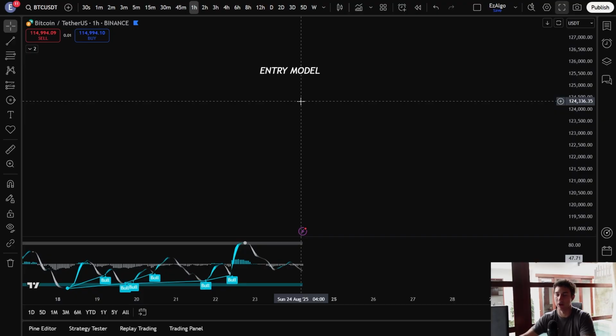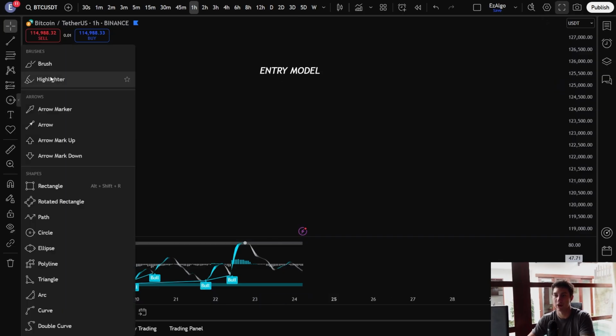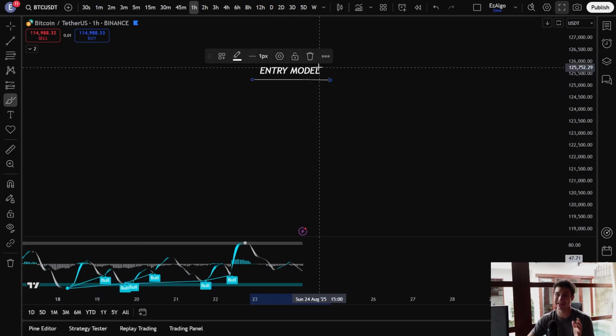which brings us to stage number 2, which is the entry model. Once you've identified your point of interest or your area of interest or your key level, whatever you want to call it, it's time to enter the trade, right? This is where the entry model comes into play. This is the most important part of everything that I'm going to be discussing with you today, okay? The entry is the most difficult part. This is where people seem to struggle with because you need a logical system for entering a trade.